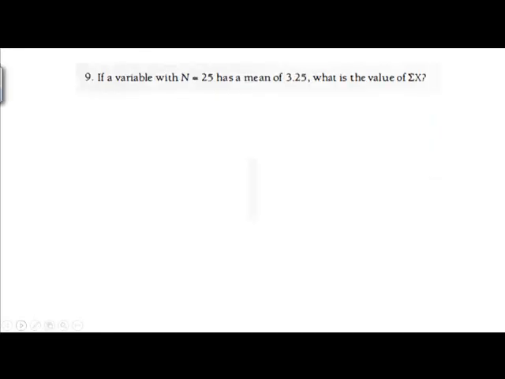Let's think of this one. Okay, if a variable with n equals 25 has a mean of 3.25, what is the value of the sum of x? Well, I can intuitively do this one way, which is to say the sum of all the x's is the mean times n. I have 25 numbers, they're all 3.25, multiply them together, I should get the sum. But I want to make this just a little bit harder on ourselves. The equation is x bar equals the sum of x divided by n.